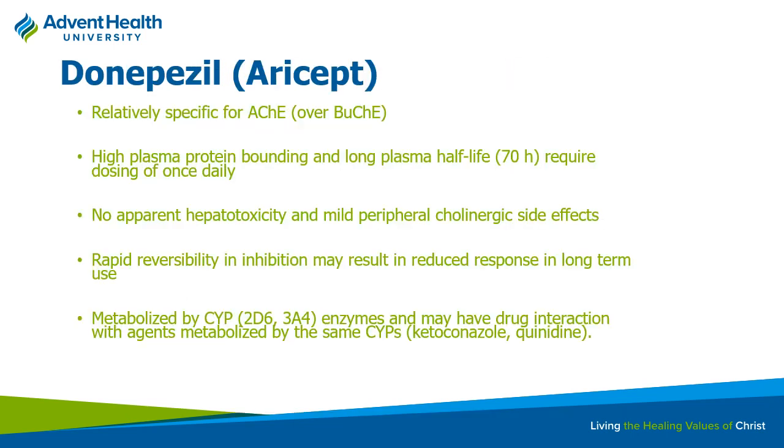So donepezil, relatively specific for acetylcholinesterase, especially that G1 isoform, which is nice, and it's a nice long duration of action. So plasma half-life of 70 hours. It's going to be sticking around for a while, which is good. That means it only requires once daily dosing. Perfect from a compliance standpoint, right? Also, no hepatotoxicity, very mild peripheral cholinergic side effects, so it's very nice from that standpoint. Just know, though, that you may have to worry about some drug interactions if you have any CYP3A4 inhibitors on board, maybe a 2D6 inhibitor. It could affect donepezil, but donepezil itself is not an inhibitor by any means.